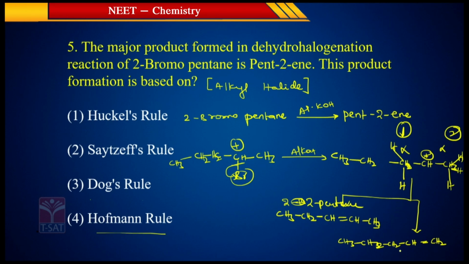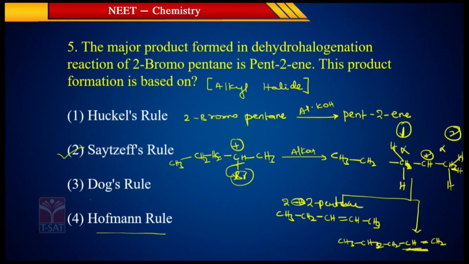Second compound is pent-1-ene. So, this is Zaitsev's rule. According to Zaitsev's rule, the more substituted product is the more stable. Here this one is more substituted, with more alpha hydrogens. In the first compound you have 5 alpha hydrogens, and in the second compound you have only 2 alpha hydrogens. More alpha hydrogens means more stable. The more stable product is formed according to Zaitsev's rule. The more substituted product is the more stable product.